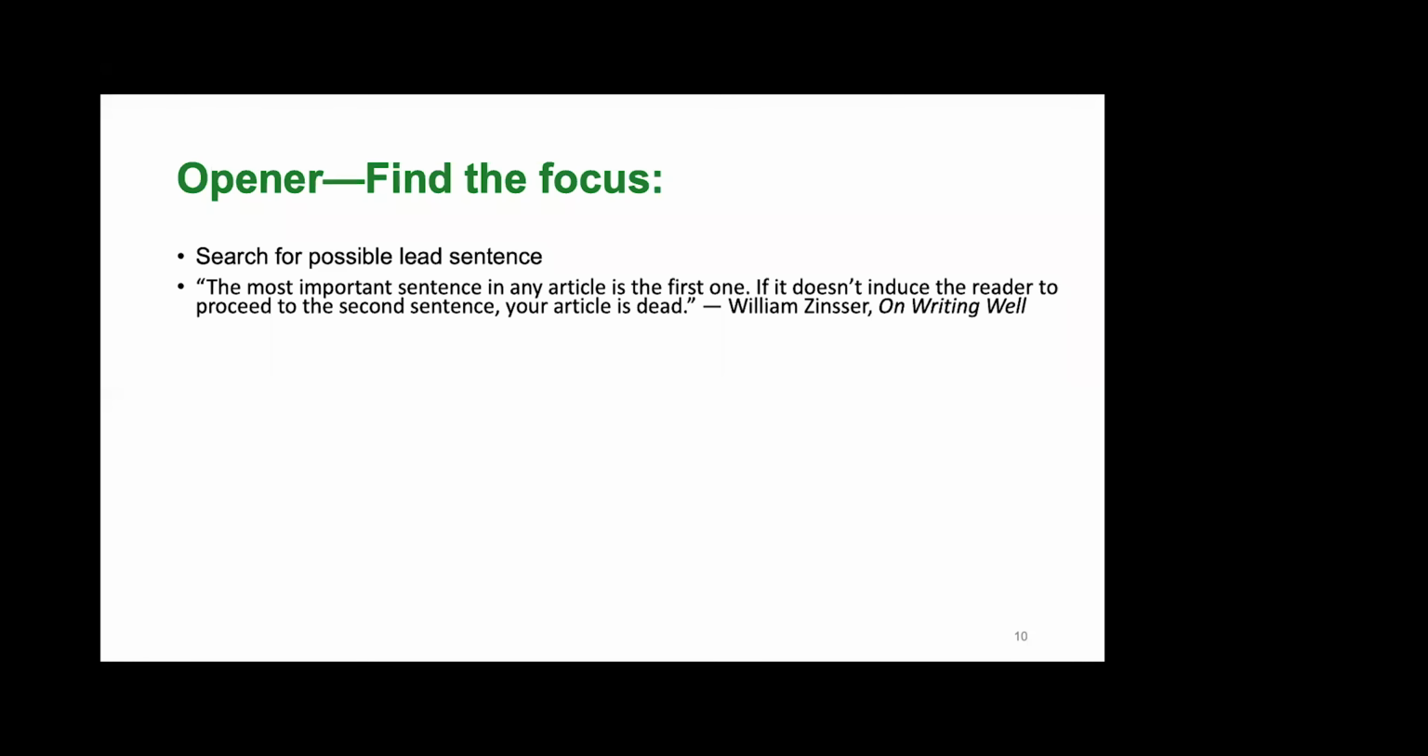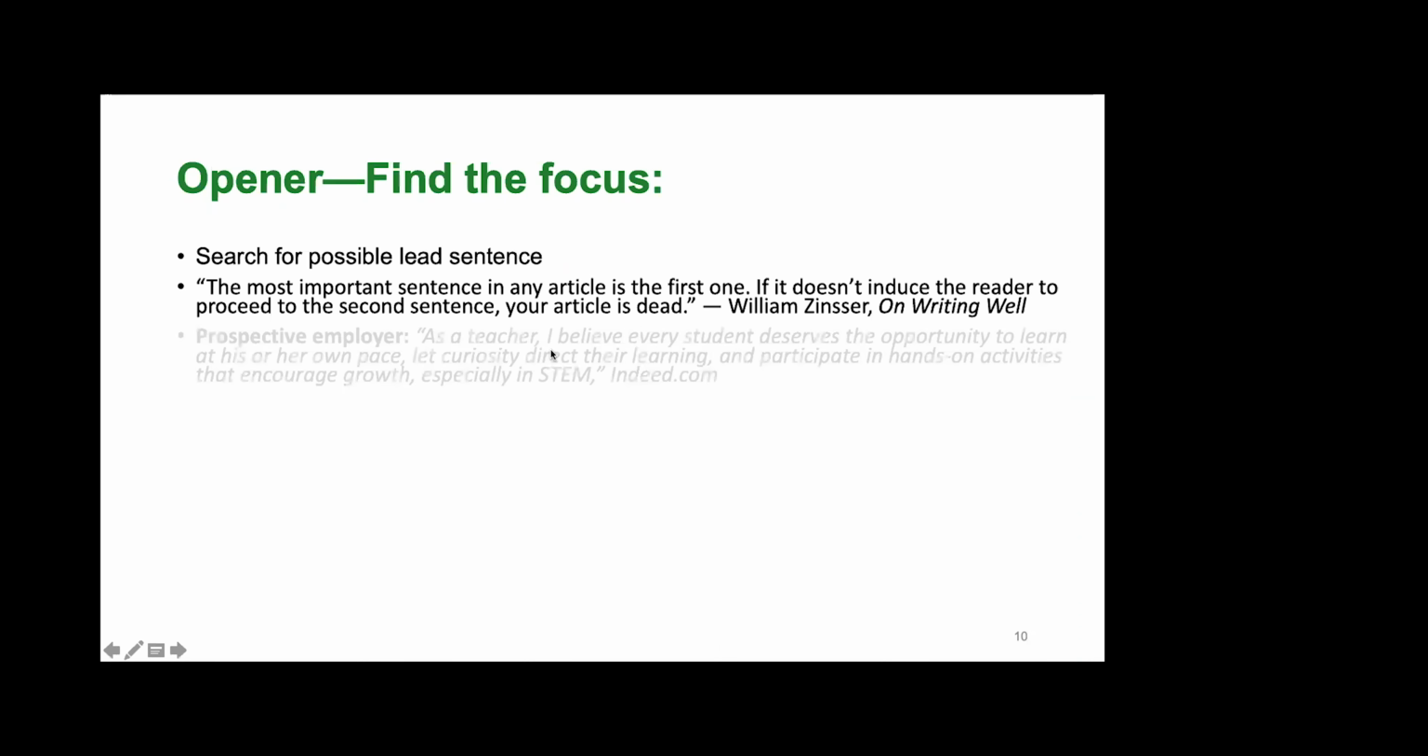Okay, so once you have figured out that opener, you will get to doing your outline. And your outline should come from all of this. There's a couple of examples, and this is a quote. This is not an example, but a quote from William Zinsser's On Writing Well, which is a great resource for writers: The most important sentence in any article is the first one. If it doesn't induce the reader to proceed to the second sentence, your article is dead. So that is what I've been talking about.